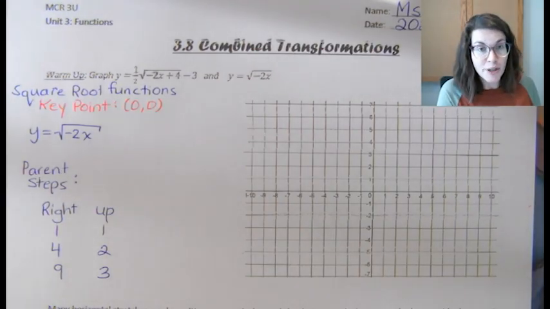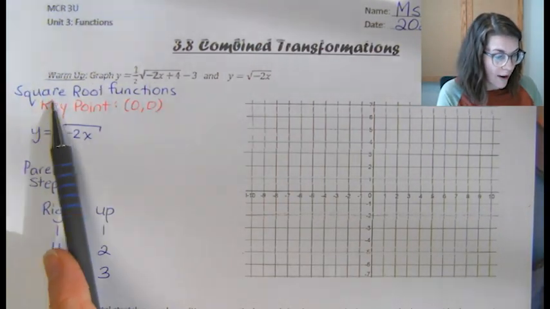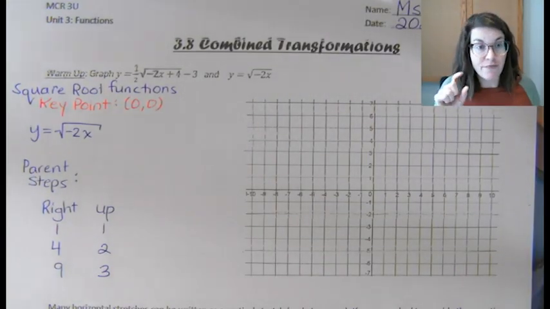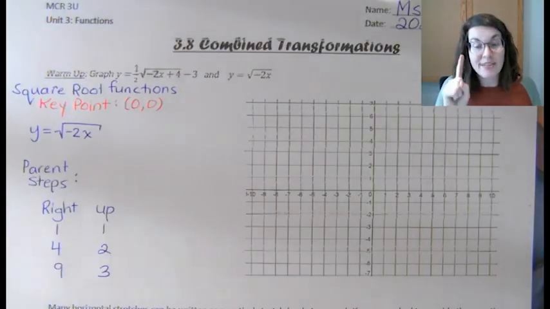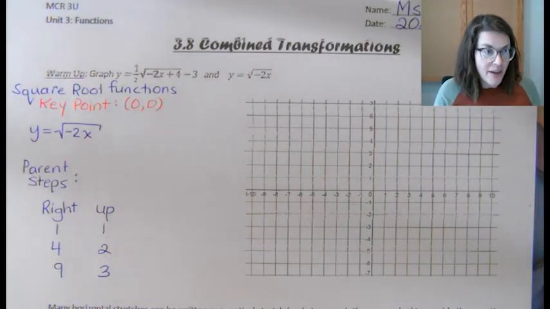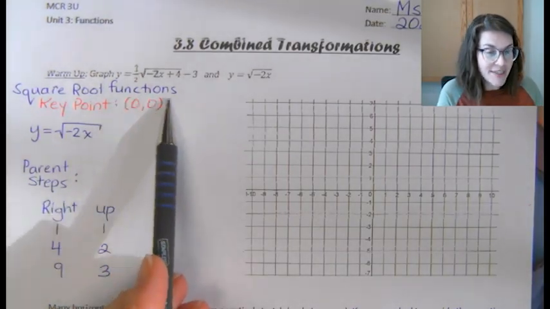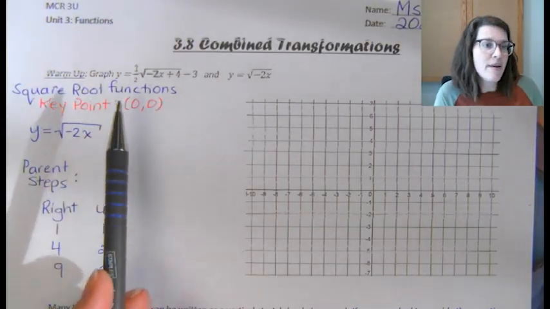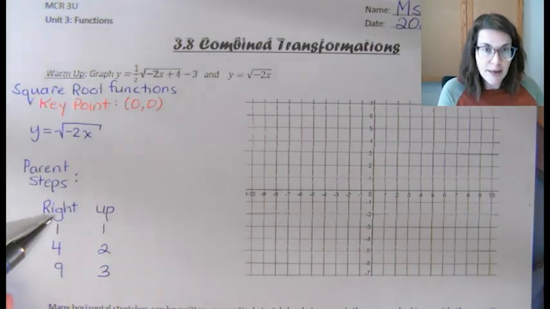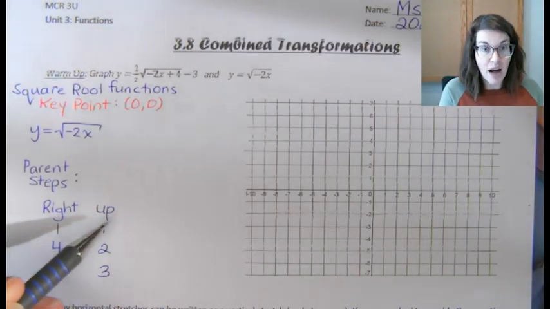So a couple things you should have noticed first is that they are both square root functions. And there's two things. As soon as we identify what the function family is, we want to know what the step pattern is, and we want to know what the key point is. And so for square root functions, the key point is 0, 0, like all of them. And then our parent step pattern means that we're going to count from our key point. We're going to go to the right and up certain things.